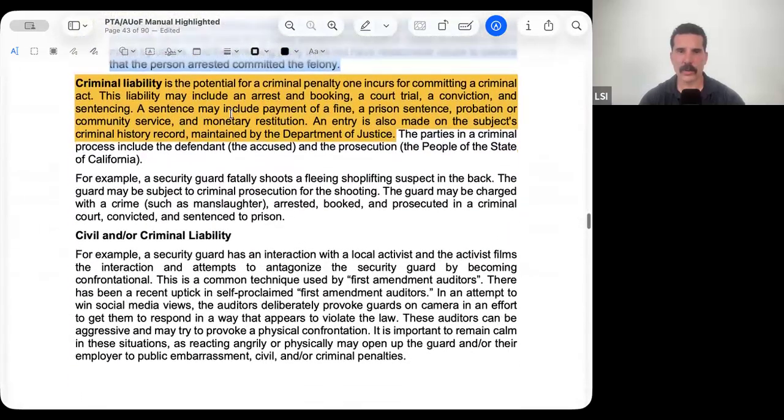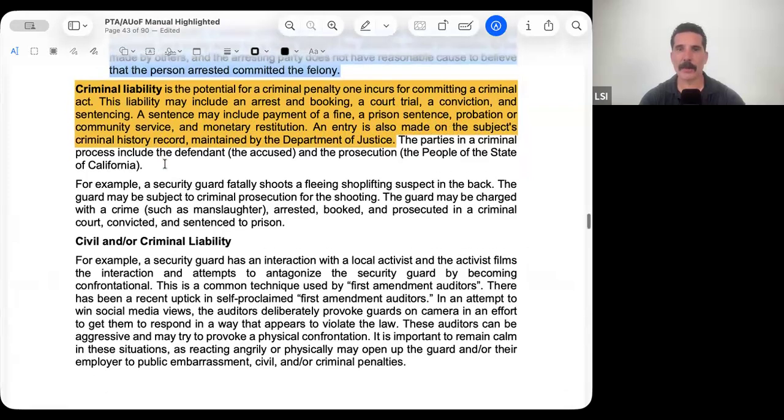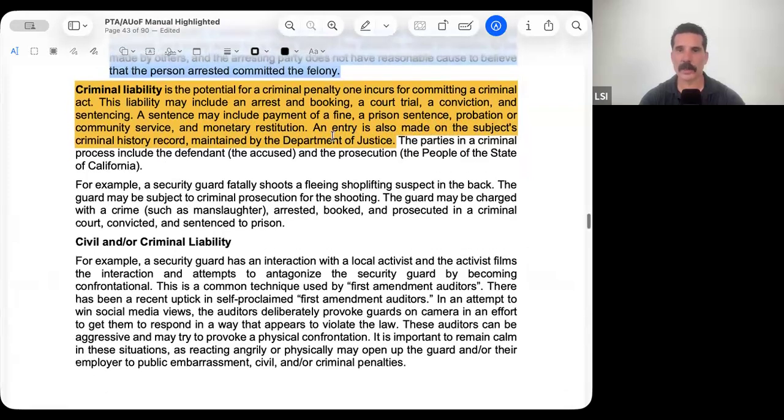We're going to highlight the whole first section of this paragraph. Criminal liability is the potential for a criminal penalty one incurs for committing a criminal act. This liability may include an arrest and booking, a court trial, a conviction, and sentencing. The sentence may include payment of a fine, a prison sentence, probation or community service, and monetary restitution. An entry is also made on the subject's criminal history record maintained by the Department of Justice. You're going to highlight that whole thing.